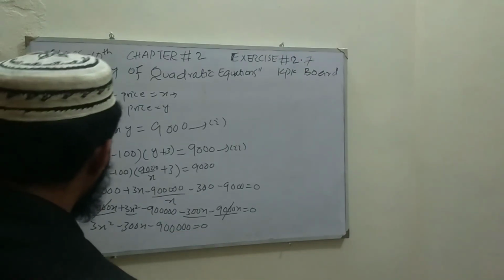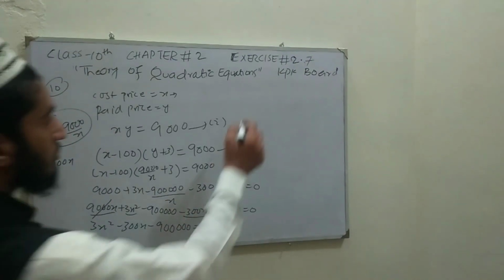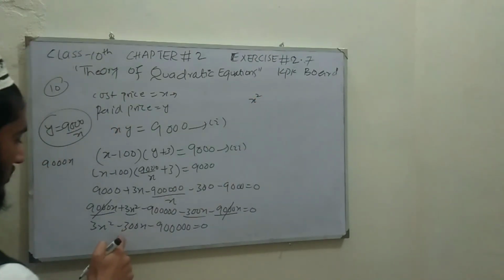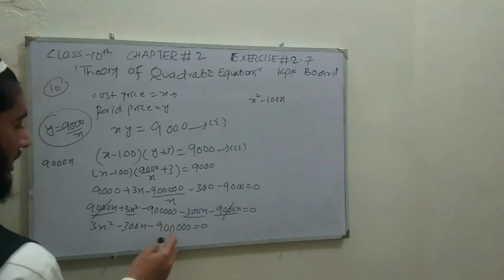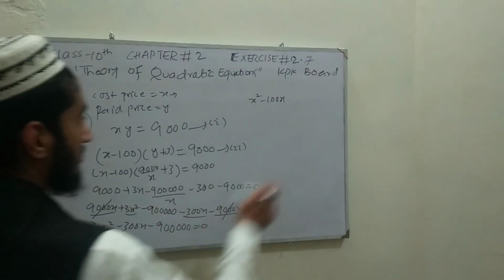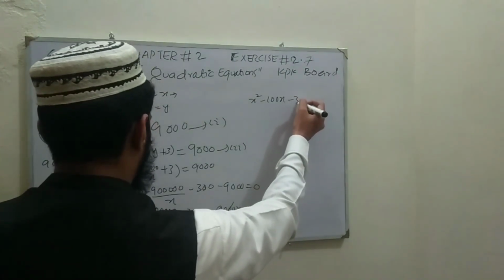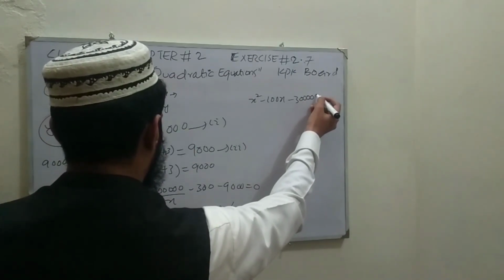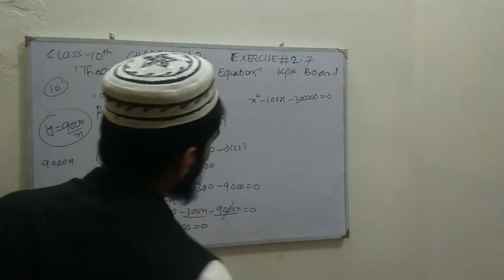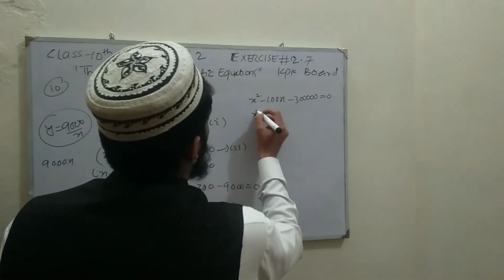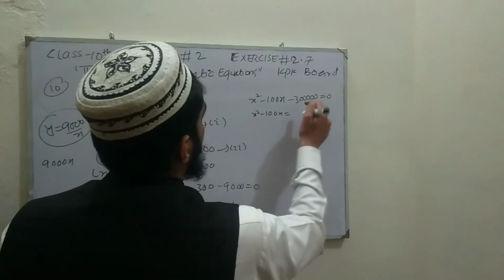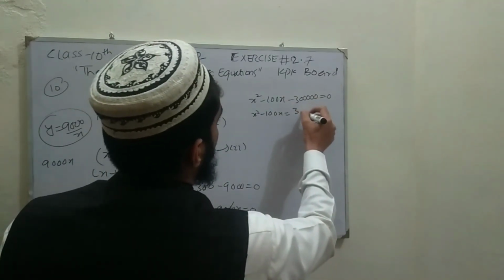Divide the whole equation by 3, so it becomes x square minus 100x, and also divide this minus 9 lakh by 3, it becomes minus 300,000 is equal to 0. We are using the completing the square method, so x square minus 100x, shift minus 3 lakh to the right-hand side, it becomes 3 lakh.